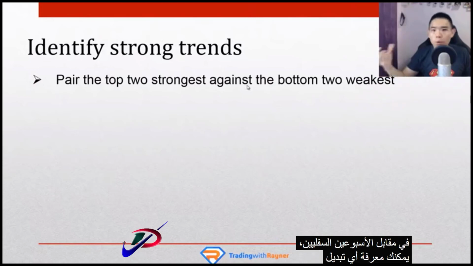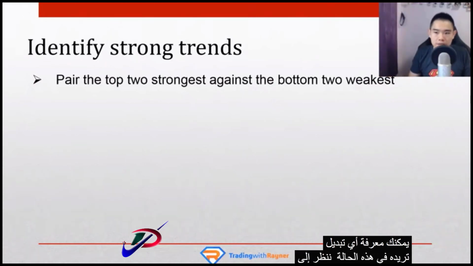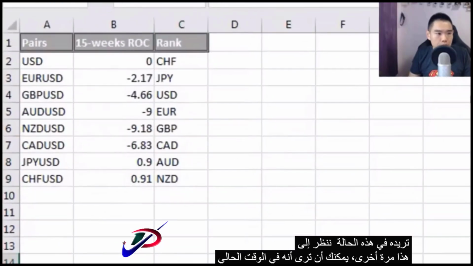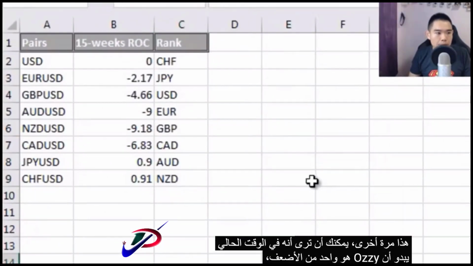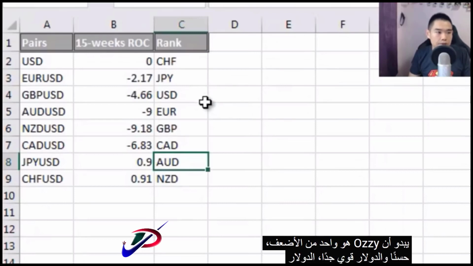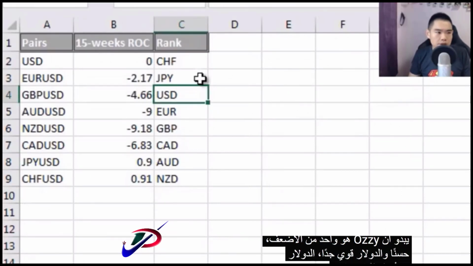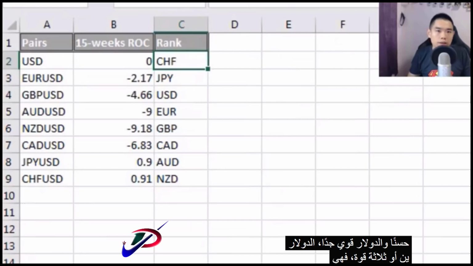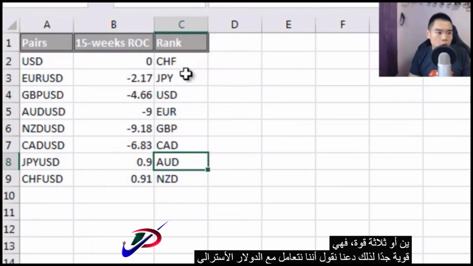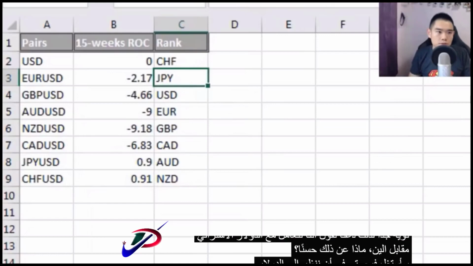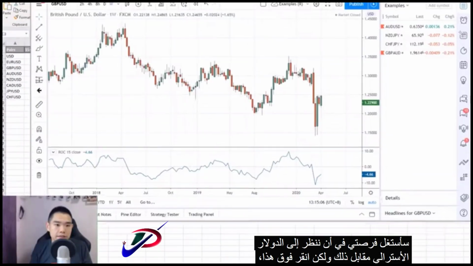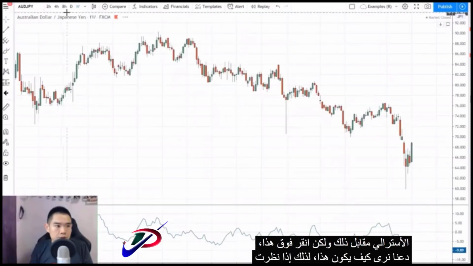You can go with any permutation that you want. So in this case, if we look at this again, you can see that right now, Aussie seems to be one of the weaker ones, okay? And dollar, pretty strong. Dollar, yen, or Swiss franc, they're all pretty strong. So let's say we go with Aussie against the yen. How about that? Okay, so I'm going to my charts. We look at the Aussie against the yen. Click on this. Let's see how this one is.